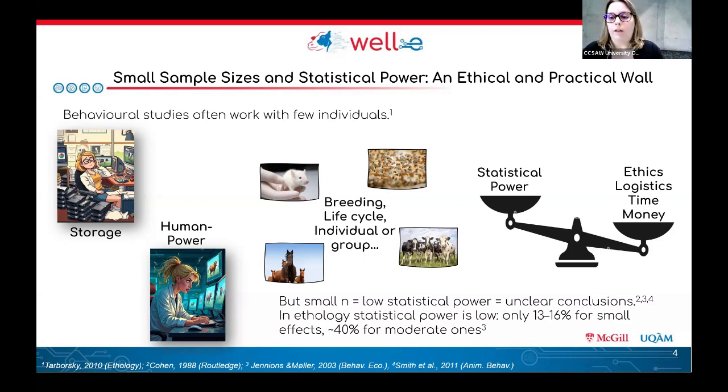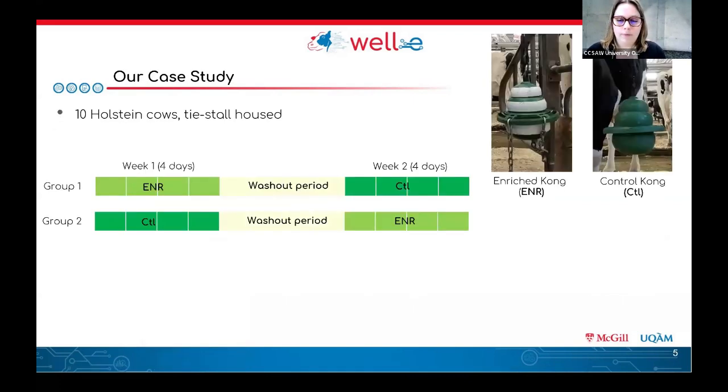So in other words, it means that even if the effect exists, if it's a small effect, we have more than 80% risk of missing it. And if it's a moderate effect, we have more than 50% risk of missing this effect. So it's huge. So when we have a non-significant result, is it because nothing happens, because there is no effect, or is it just because we don't have the power to see this effect?